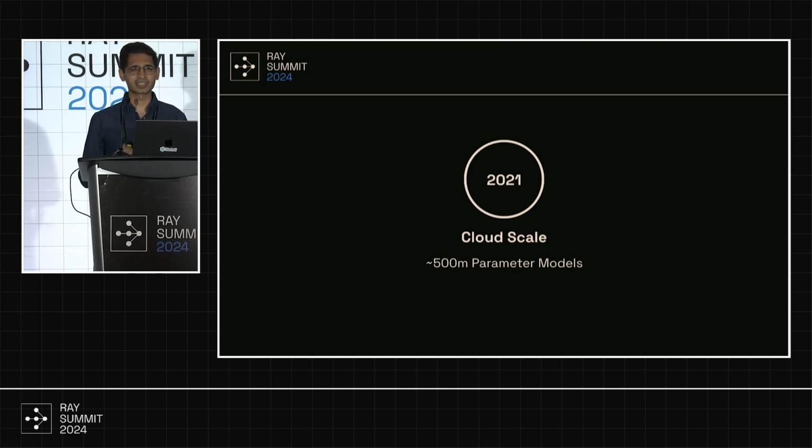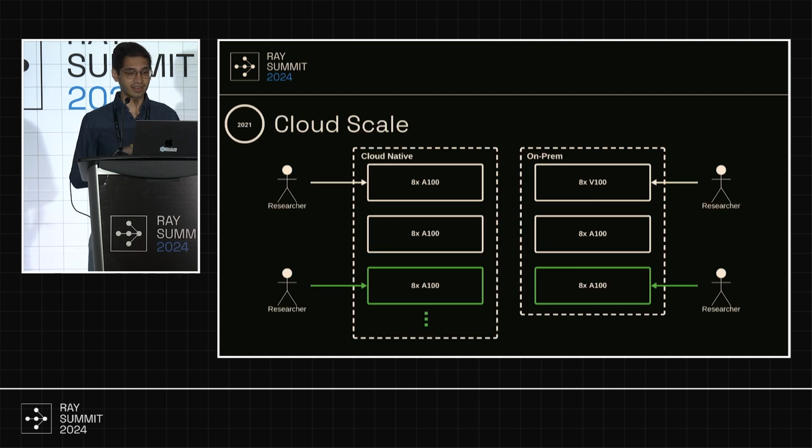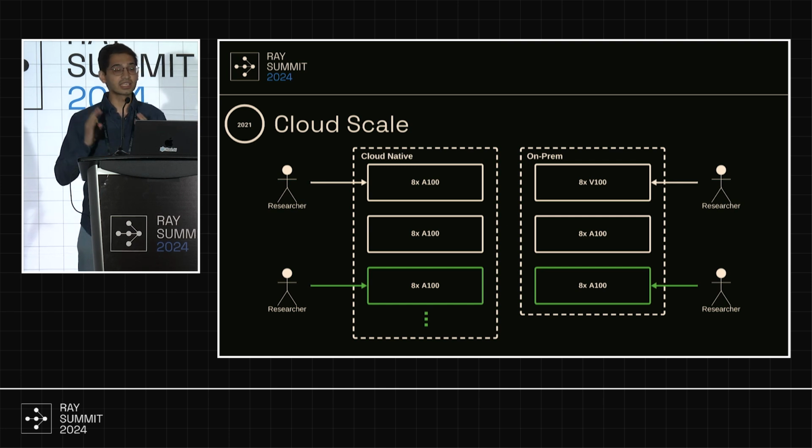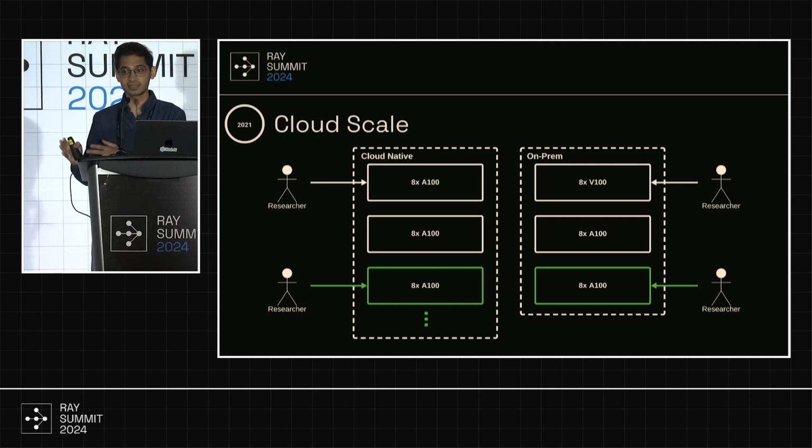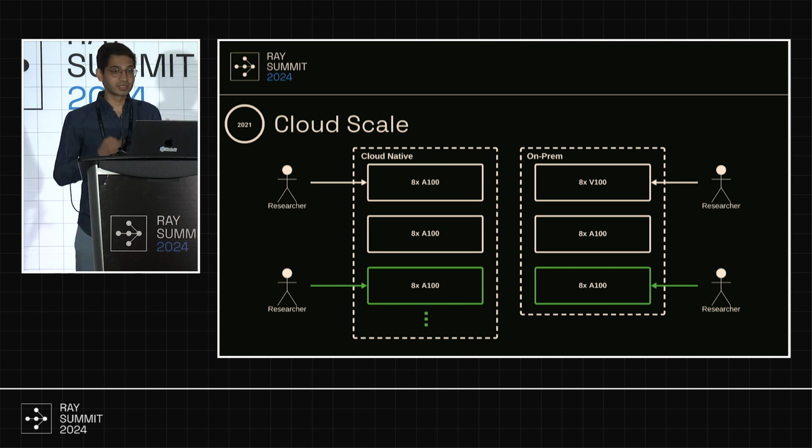Now we were training models in the range of around 500 million parameters. So how did our infrastructure change? Well, we added the ability to scale GPUs in a cloud-native fashion. So here, researchers could now simply spin up VMs when they wanted additional capacity in their cluster. So not only did we have those on-prem instances on the right here, but also the ability to scale cloud-native. And again, this worked quite well.